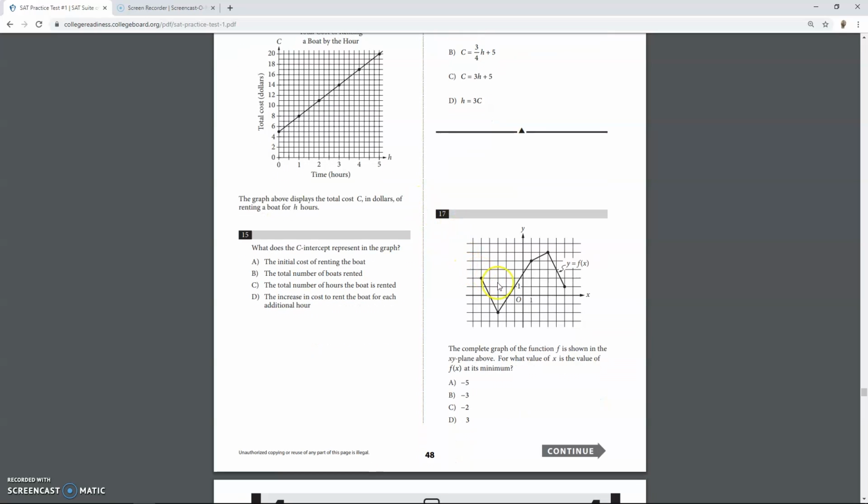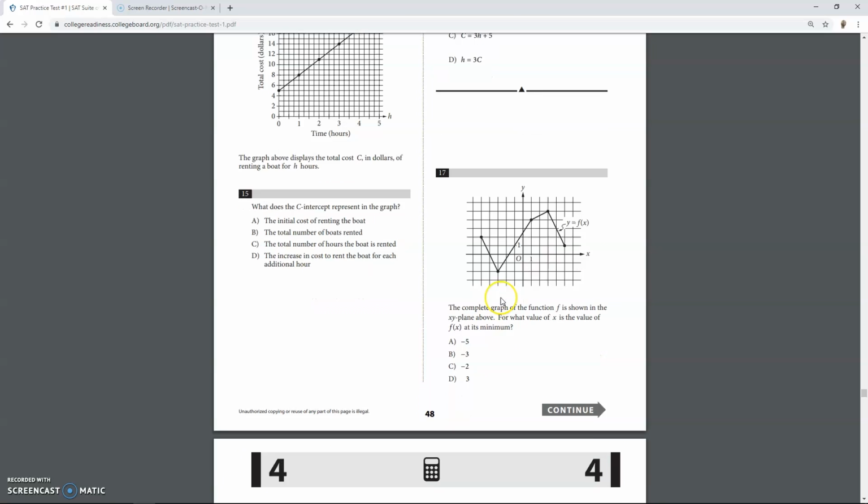For question 17, for what value of x is the value of f(x) at its minimum? So the minimum of f(x) here is at this point. At this point, the x value is -3. So the answer for 17 is -3.